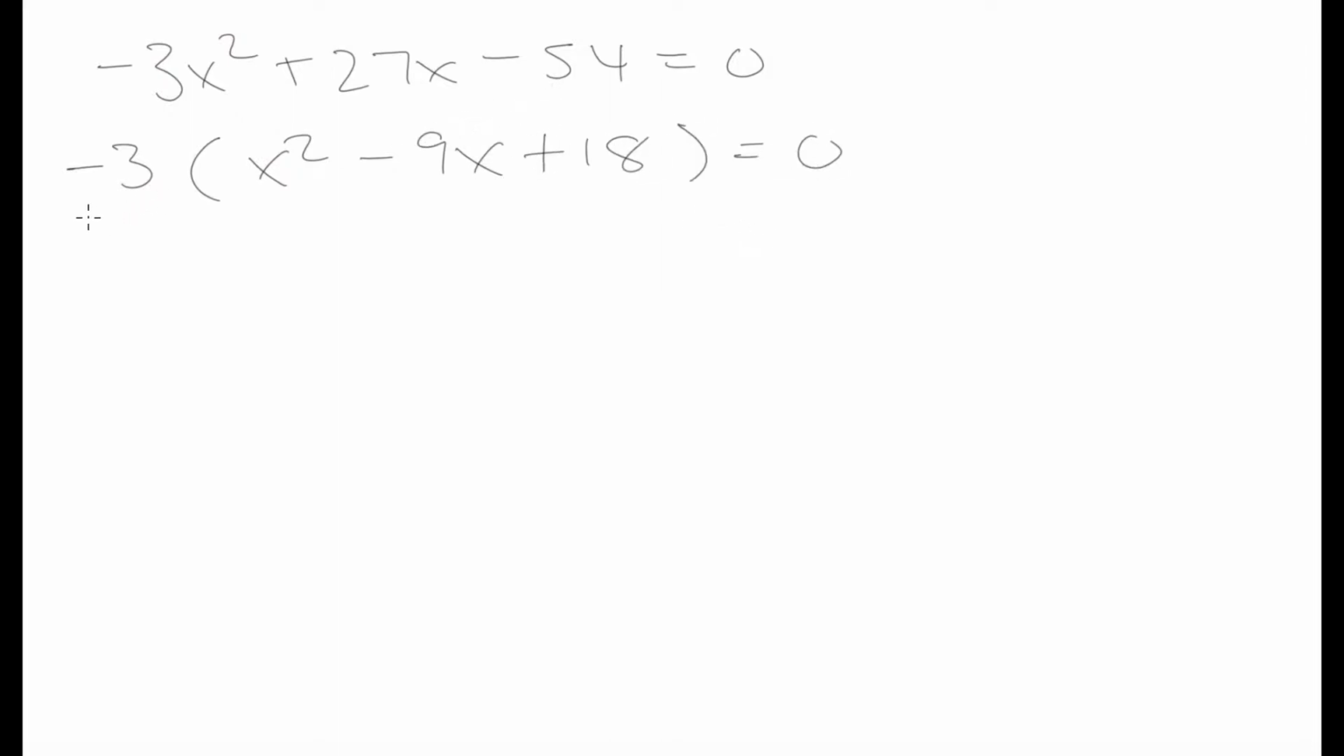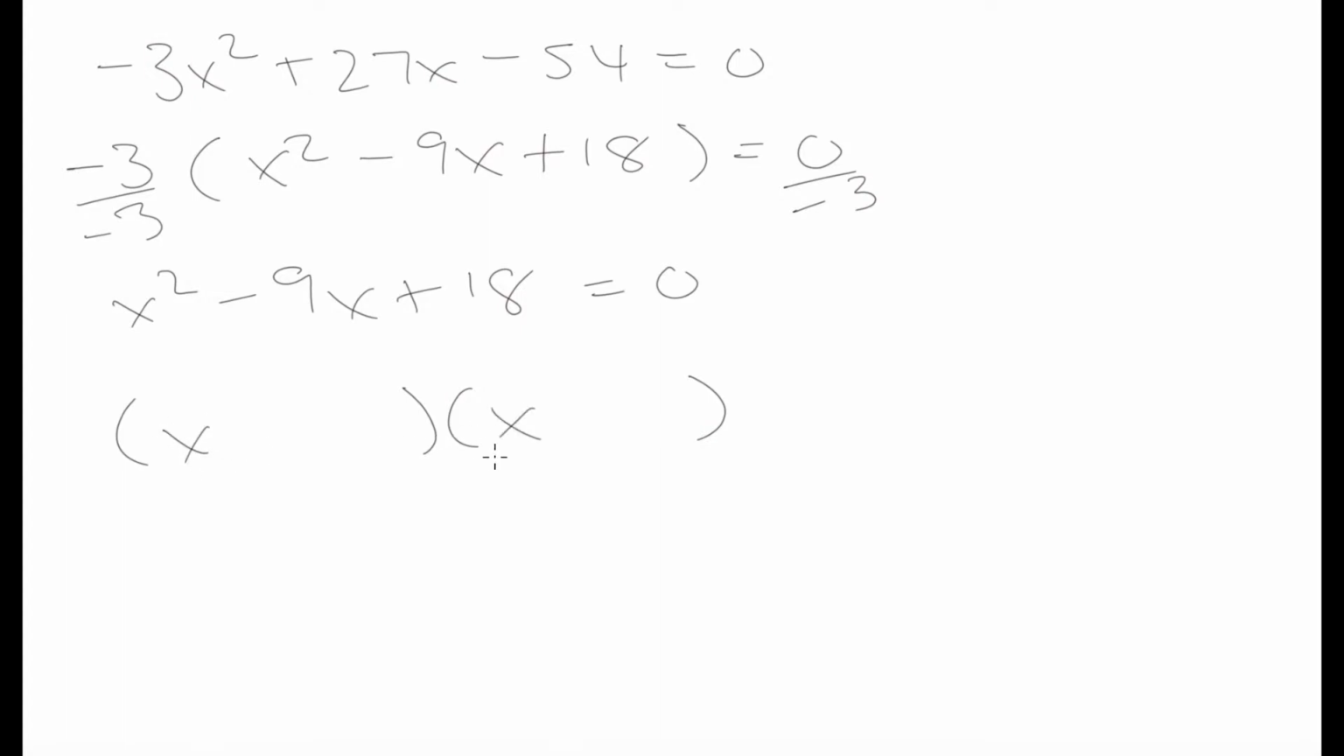And now we can divide both sides of the equation by negative 3 in order to cancel out this negative 3 here, and that's still going to set this side equal to 0. So if we divide both sides by negative 3, we're going to end up with x squared minus 9x plus 18 is equal to 0. And now we can solve this by factoring, and we have a leading coefficient of 1, so we're going to have the really easy way of factoring where we just find our two numbers, and we need our two numbers to multiply together to give us 18 and to add together to give us negative 9.